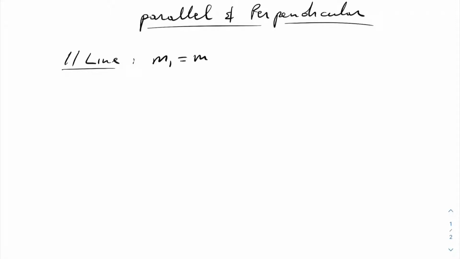On the other hand, two lines are perpendicular if the product of their slopes is equal to -1, meaning their slopes are negative reciprocals of one another. So if you have a given line with slope m, a new line perpendicular to that one would have a slope m1 equal to -1/m.